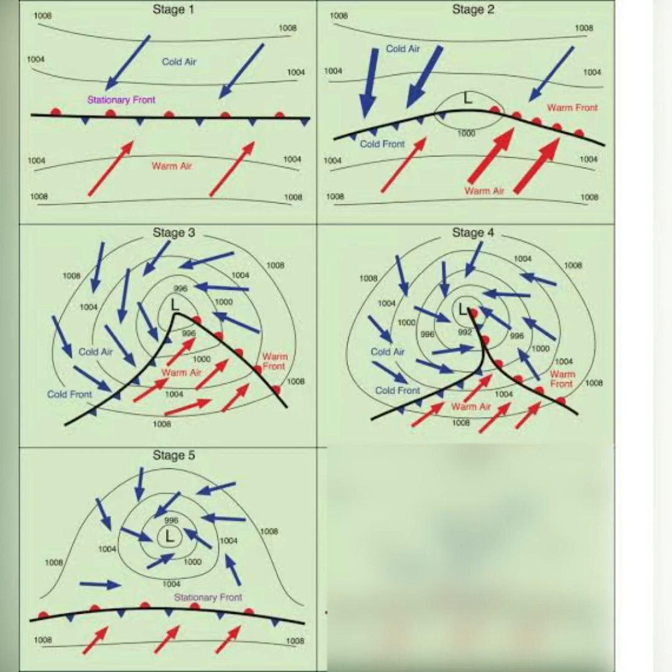Air blows in an anti-clockwise direction into the low pressure. As you guys can see, the arrows around the low pressure are going anti-clockwise. Okay, we move to the fourth stage, which is the occluded stage.